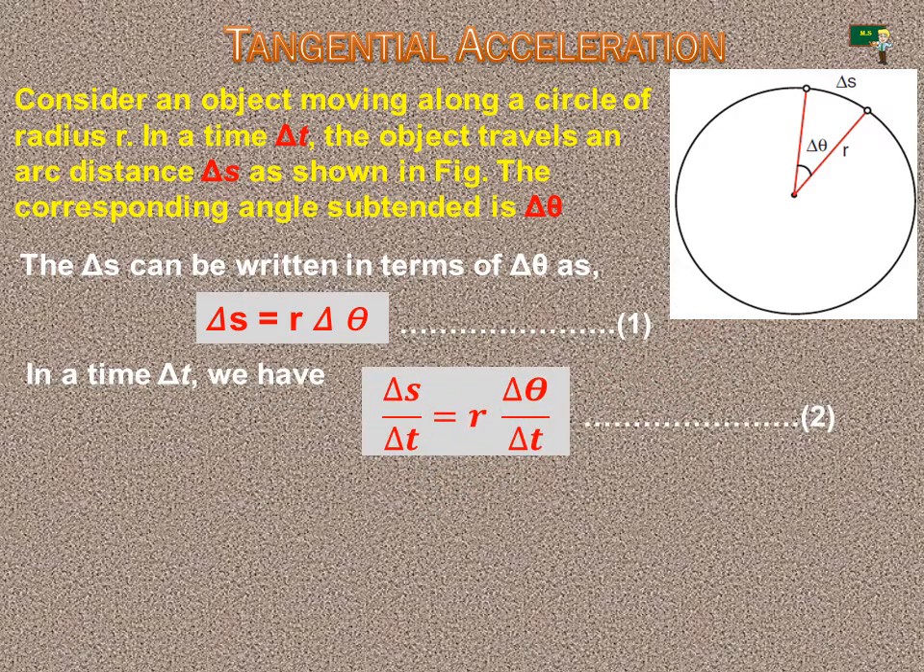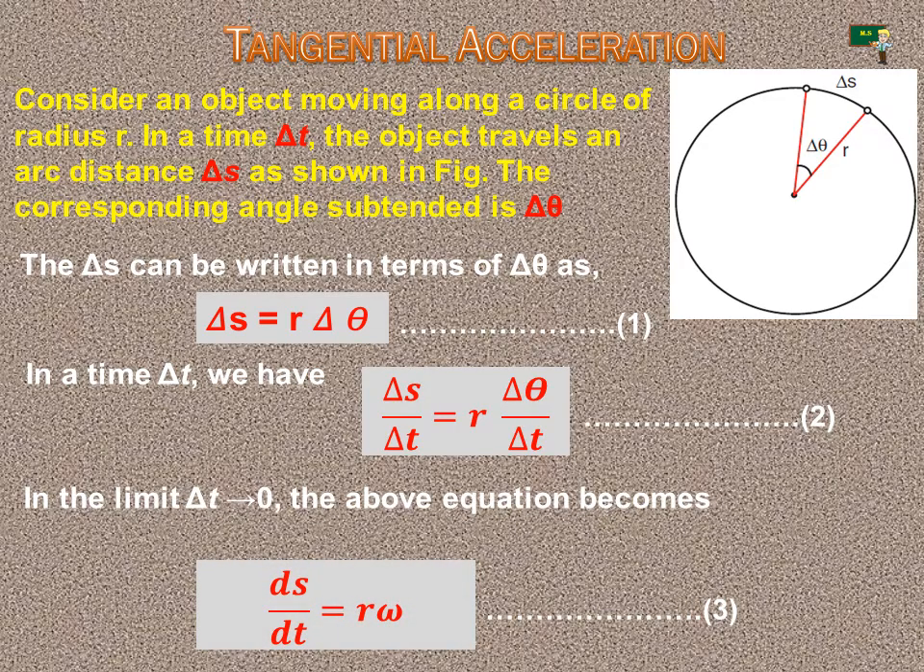In a time del t, we have del s by del t is equal to r into del theta by del t, which means we divide the displacement by time to find the velocity. So the velocity is r into del theta by del t, which is equation number 2. Since limit del t tends to 0, the above equation becomes ds by dt equal to r omega. Here we put del theta by del t as omega, which is equation number 3.